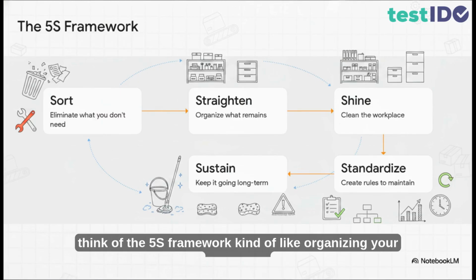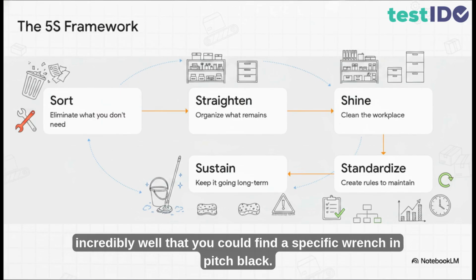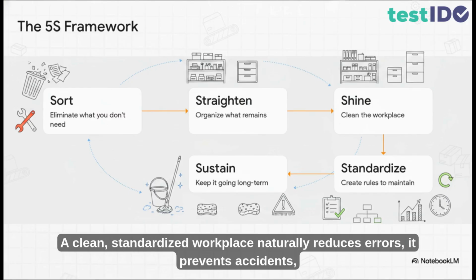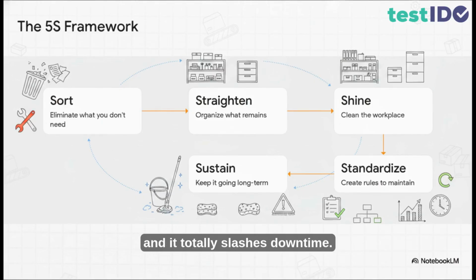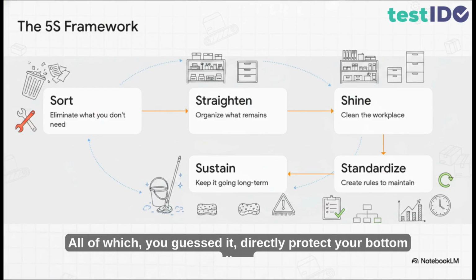Just think of the 5S framework kind of like organizing your garage so incredibly well that you could find a specific wrench in pitch black. A clean, standardized workplace naturally reduces errors, it prevents accidents, and it totally slashes downtime, all of which, you guessed it, directly protect your bottom line.